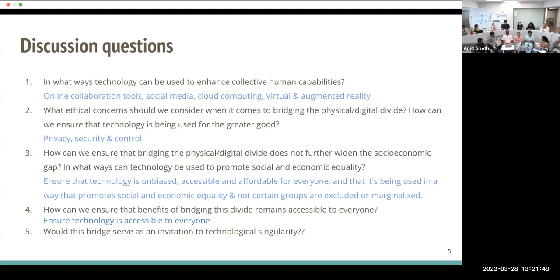So I think that's a really good point, Megha, but it is a different point. And I would like to ask you guys, do you have the skills and the knowledge to decide what constitutes the greater good?